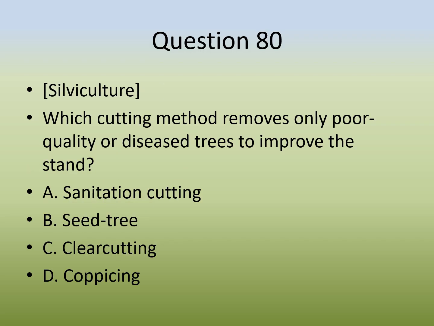Question 80. Which cutting method removes only poor quality or diseased trees to improve the stand? A. Sanitation cutting. B. Seed tree. C. Clear cutting. Or D. Coppicing. The answer is A. Sanitation cutting.